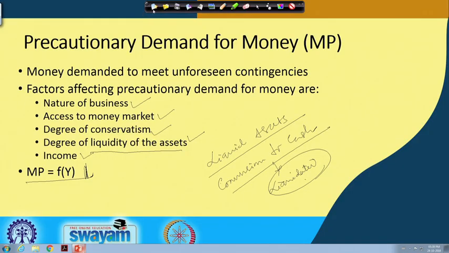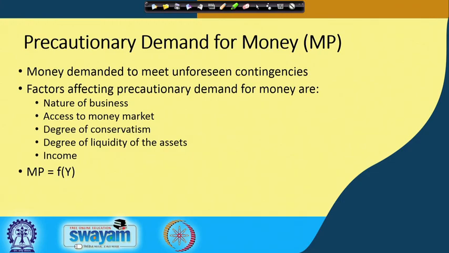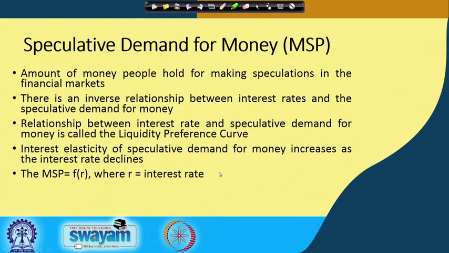Then, after these two motives, the other motive is the speculative demand, which is the greatest contribution of the Keynesian theory.